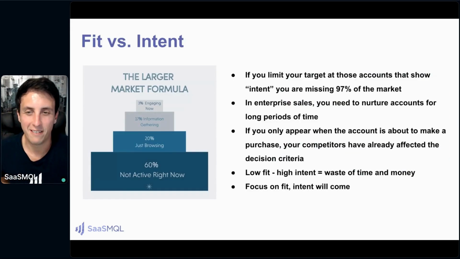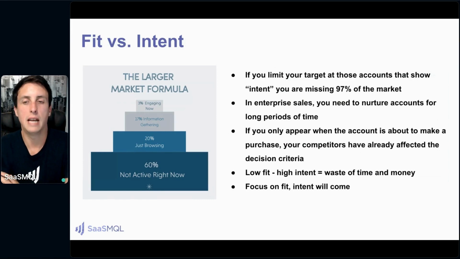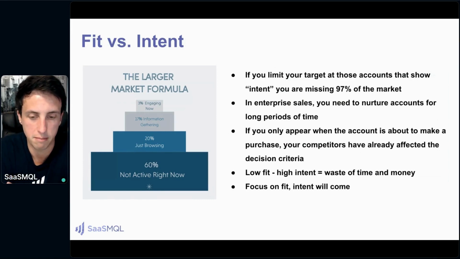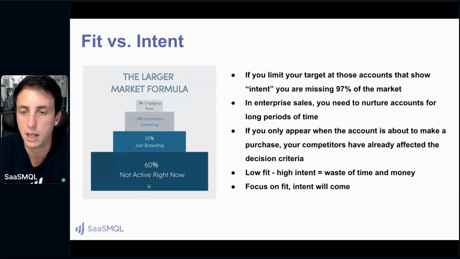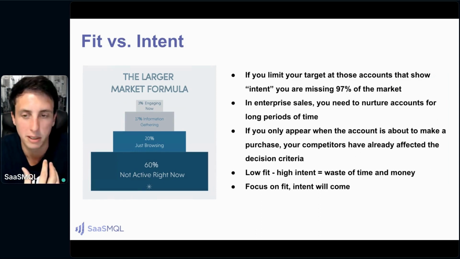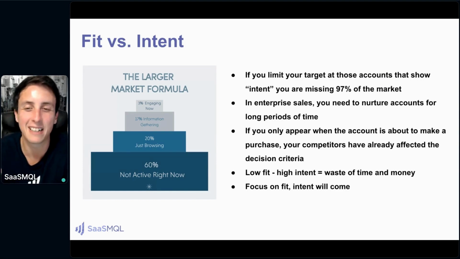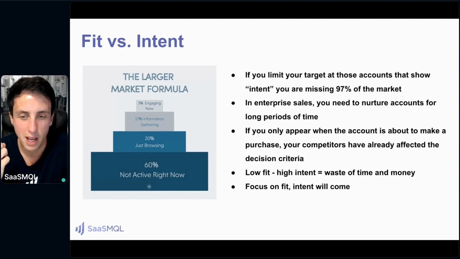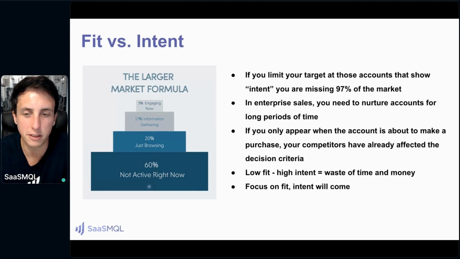So one other very hot topic is intent and intent data, which has been a buzzword for a few years. And I hear it very often: we want to target accounts that are about to buy our solution, that are in buying mode, and avoid everyone else. But guess what? There is this thing called the larger market formula, where only 3% of your target accounts and your target buyers are actually buying today.